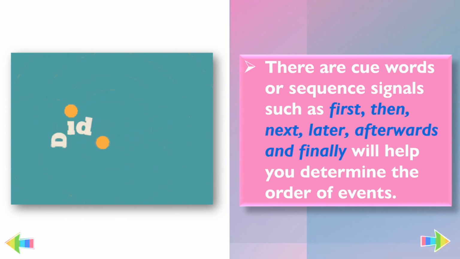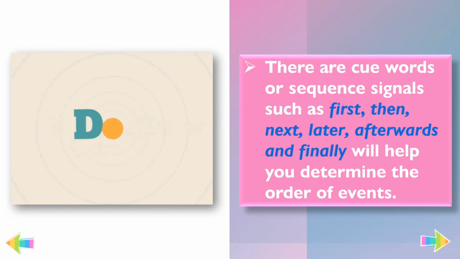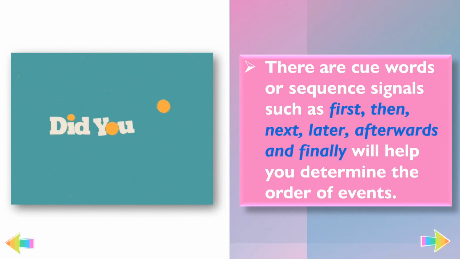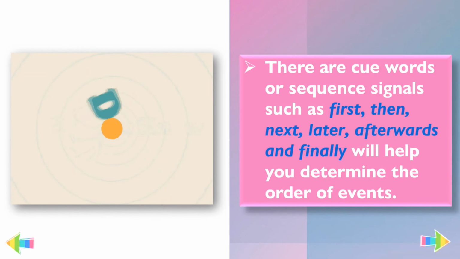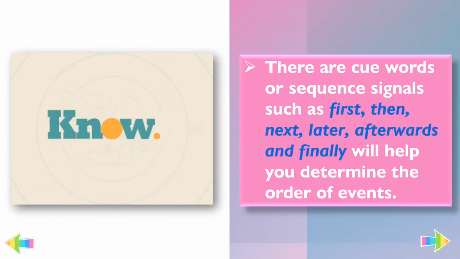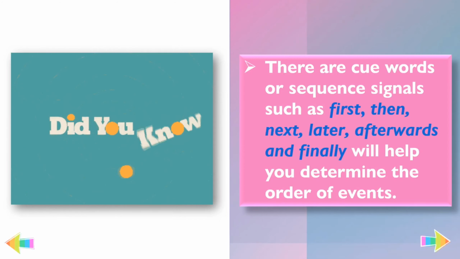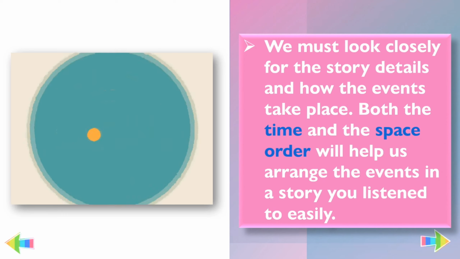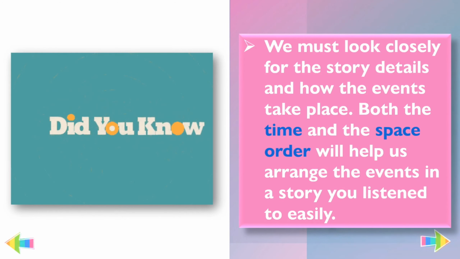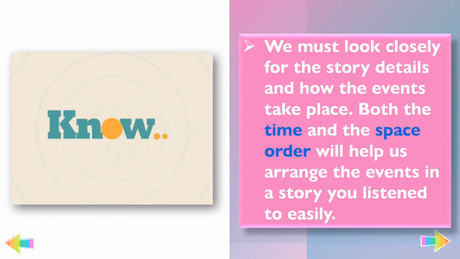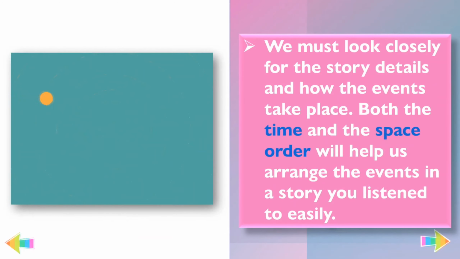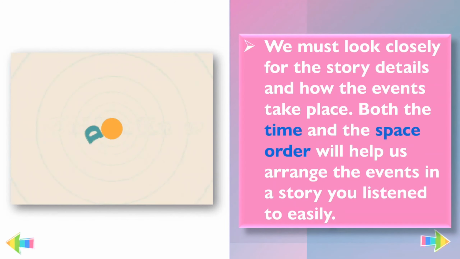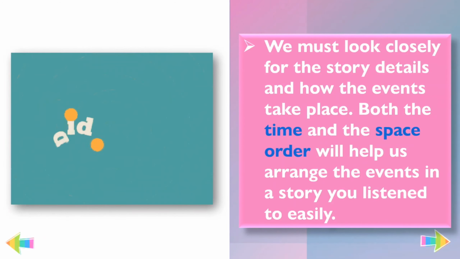There are cue words or sequence signals such as first, then, next, later, afterwards, and finally that will help you determine the order of events. We must look closely for the story details and how the events take place. Both the time and the space order will help us arrange the events in a story you listen to easily.